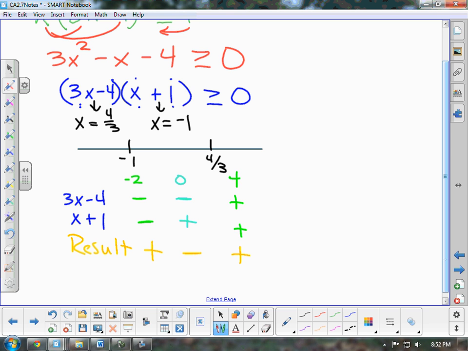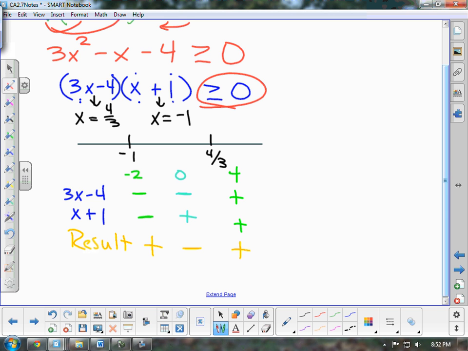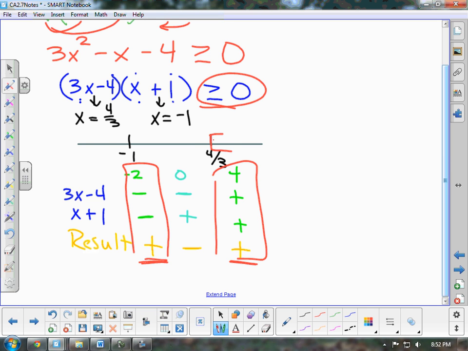Now in our inequality, it's supposed to be greater than or equal to 0, which means this interval and that interval, because those are greater than or equal to 0, are the two that we need. So we are going to be 4/3 and above, and a negative 1 and below. So we would write our answer as negative infinity to a negative 1, and that is unioned with 4/3 to infinity.